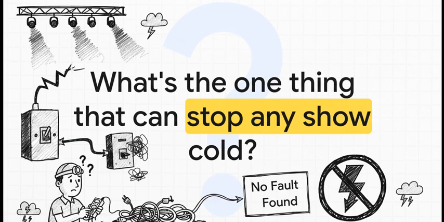Just imagine a sudden, silent stage, no lights, no sound. It is the absolute nightmare scenario for anyone in this business. And when a breaker trips and sends everyone scrambling, the really frustrating part is that the technicians will check all the gear and find nothing wrong. This is where you get those super frustrating no-fault-found situations, because the problem isn't the equipment, it's the electricity itself.